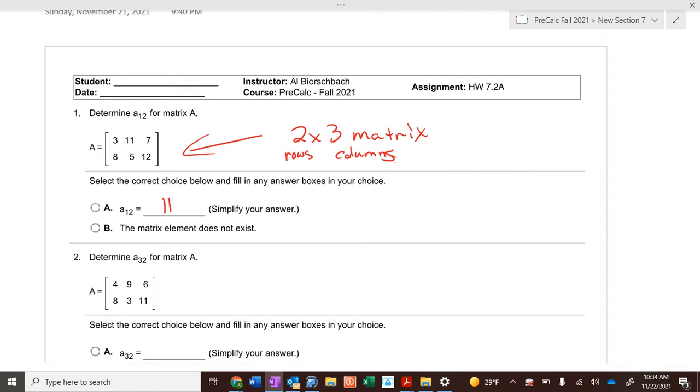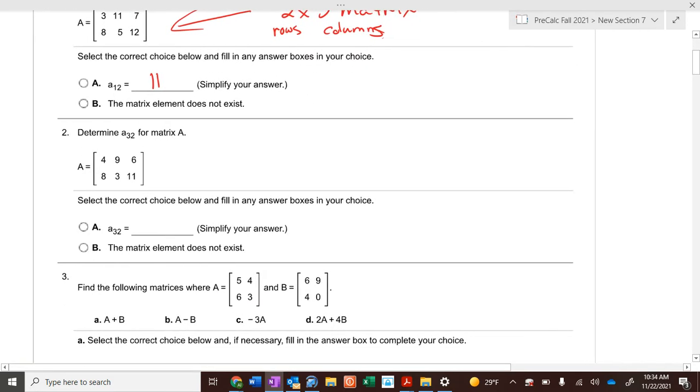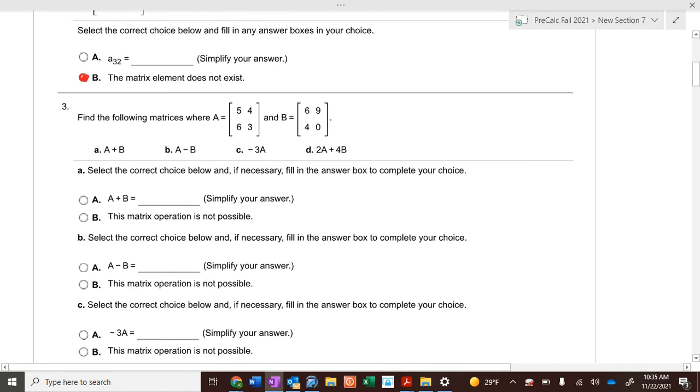A32 would say, what is the number in the third row, second column? Is there a third row? No. So the matrix element does not exist. Okay. All right. Adding matrices.